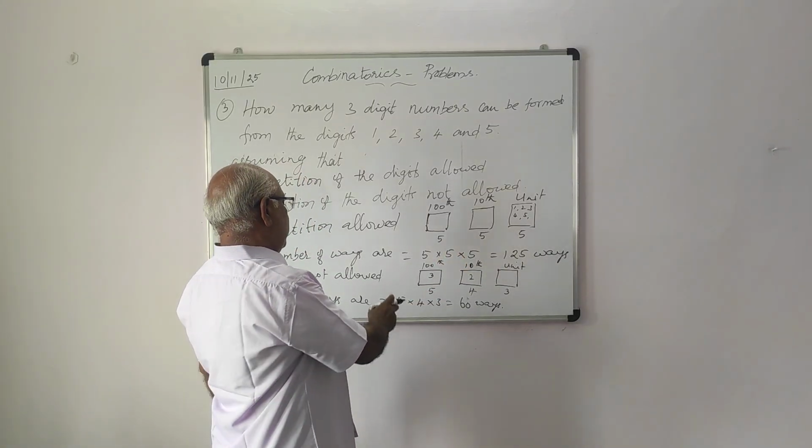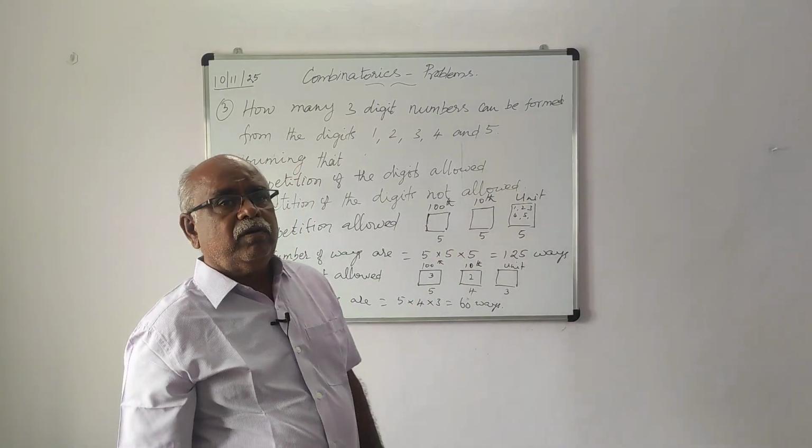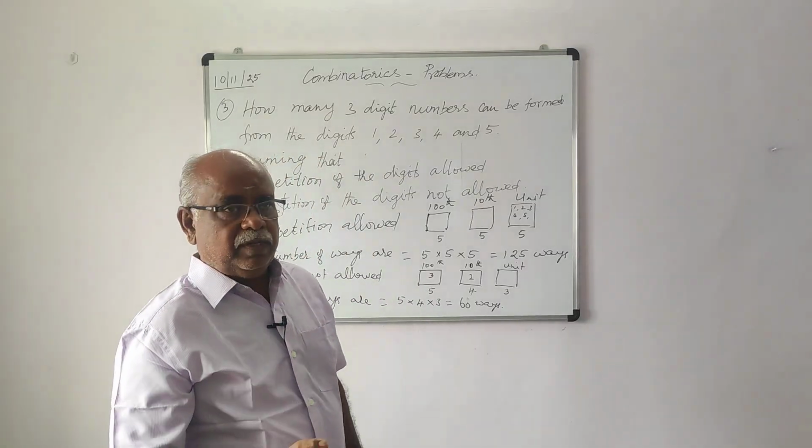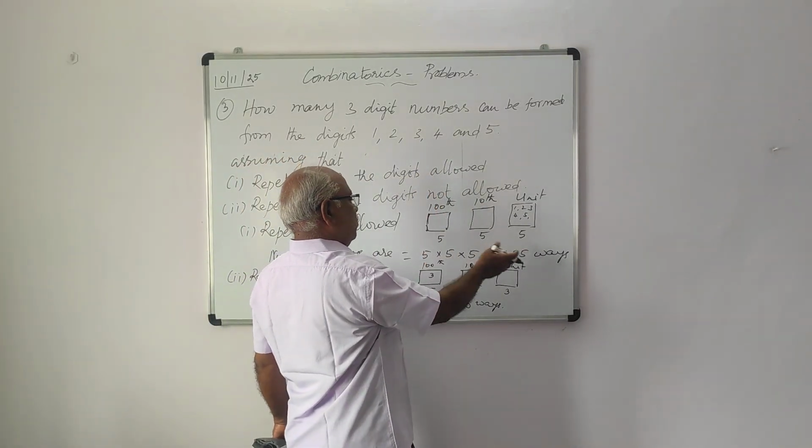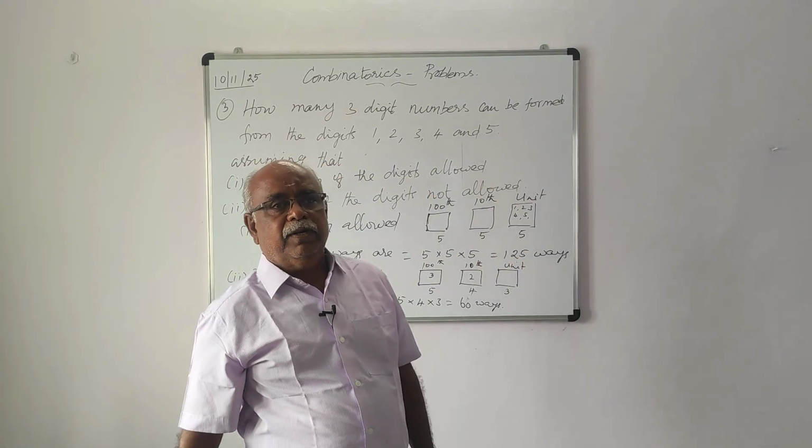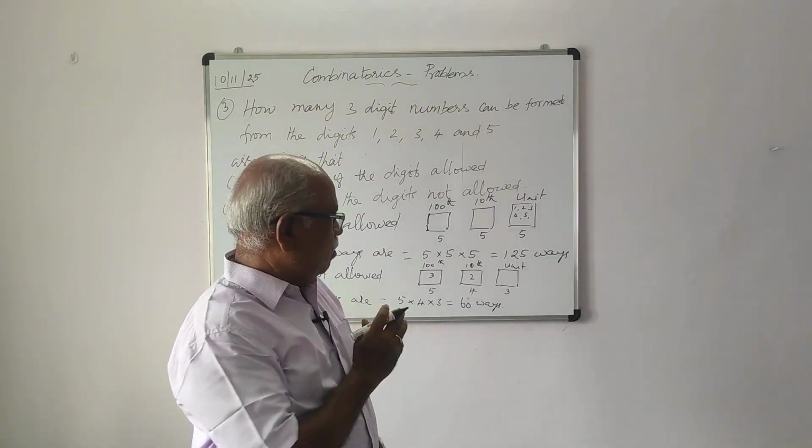Second case, if repetition is not allowed, we can find 60 3-digit numbers. If repetition is allowed, we can find 125 3-digit numbers. Okay, that's all about the problem.